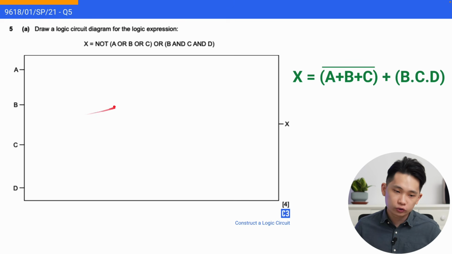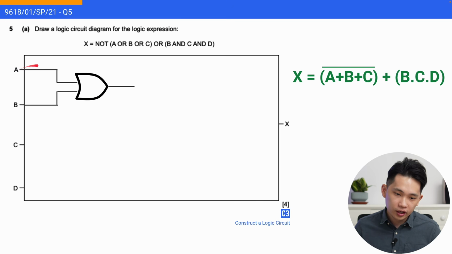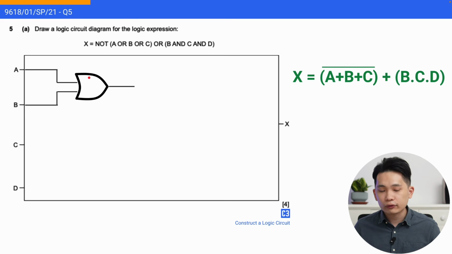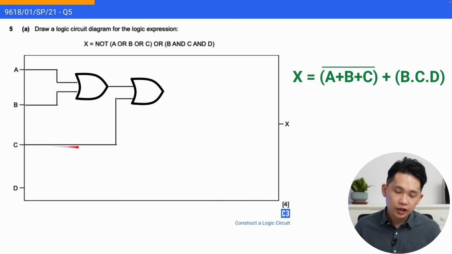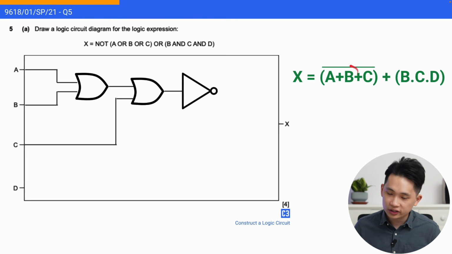First of all, I will just draw A or B here. So A going to this OR gate here, B going to this OR gate here. And then we have to combine with C here. So C goes into another OR gate here, and then the output from A and B will go into this OR gate here. So we are done with A plus B plus C. And then we have to NOT the result here. So NOT gate here. And then we are done with the first equation here.